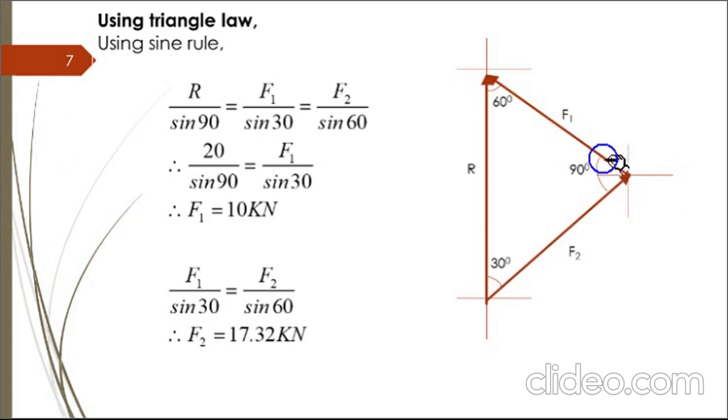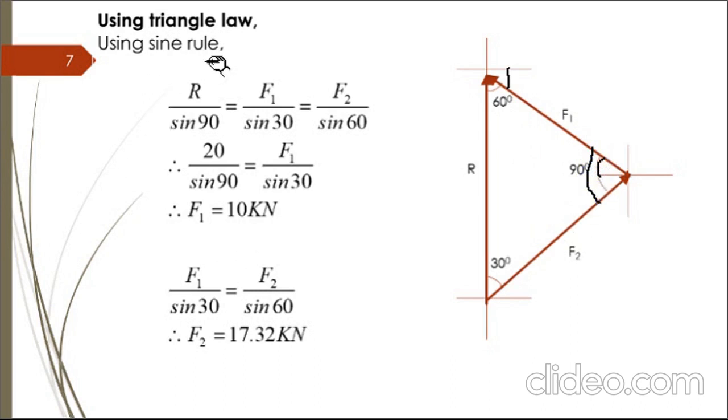F1 will be making an angle of 30 degree with respect to x, so this angle is also 30. So the internal angle remaining is 90 minus 30, that is 60 degree. Now as this is 60 degree and this is 30 degree, the total internal angle is equal to 90 degree.